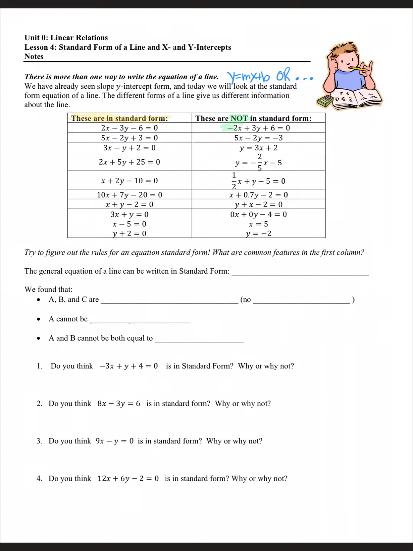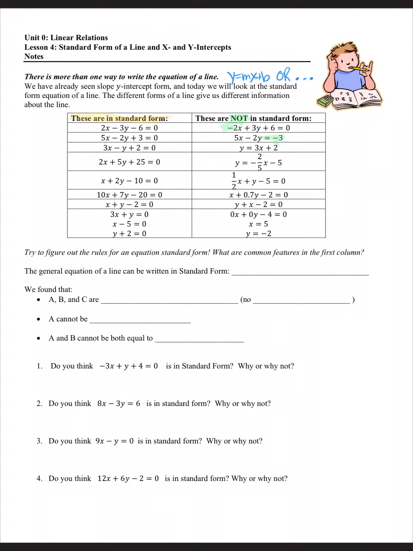We'll keep going. If we look through here, we can see that this is on the other side of the equation. That's a bit different. And then the next one, y equals 3x plus 2. Oh, well, that's just that slope y-intercept form. So that's different. The same is true of the next one. If we look at the next one down, so now I'm over here, 1/2 x plus y minus 5, they're saying that's not standard form.